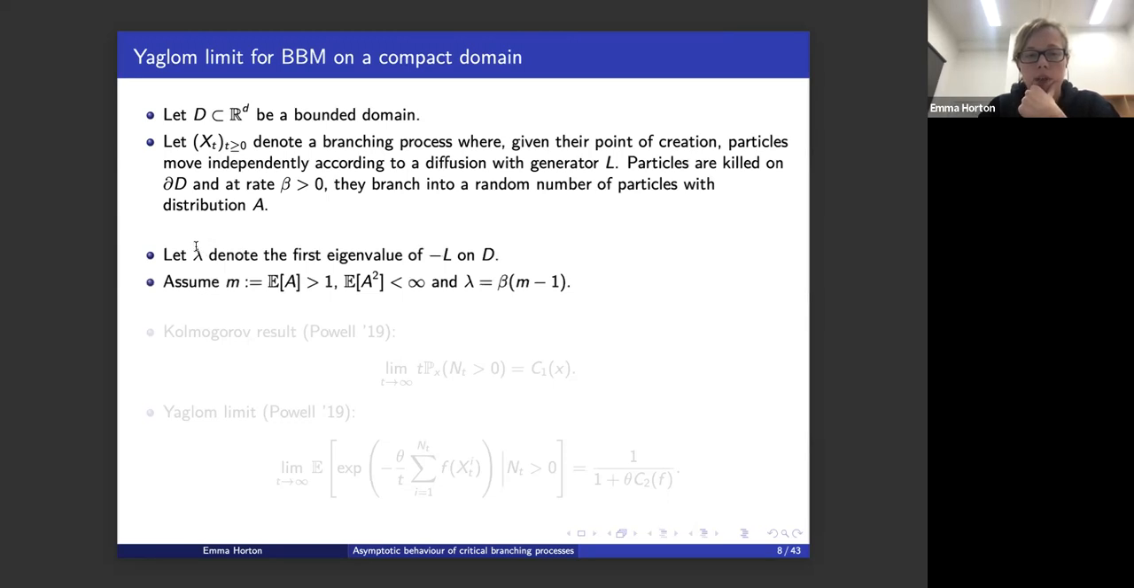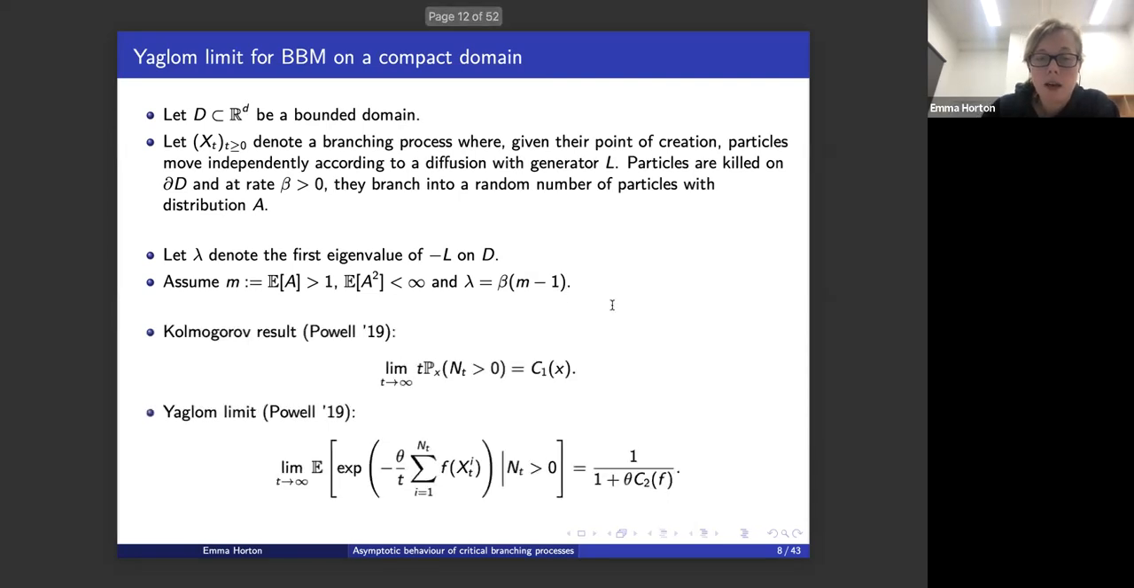So if lambda denotes the first eigenvalue of minus L, which was the generator of the diffusion, and we assume that the mean of this offspring distribution is greater than one, then the critical case is given when lambda is equal to the branching rate beta times the mean minus one. And in this case, back in 2019, Ellen Powell, who's at the University of Durham, proved the same kind of results, so the Kolmogorov result and the Yaglom limit for this class of branching diffusions on a bounded domain.